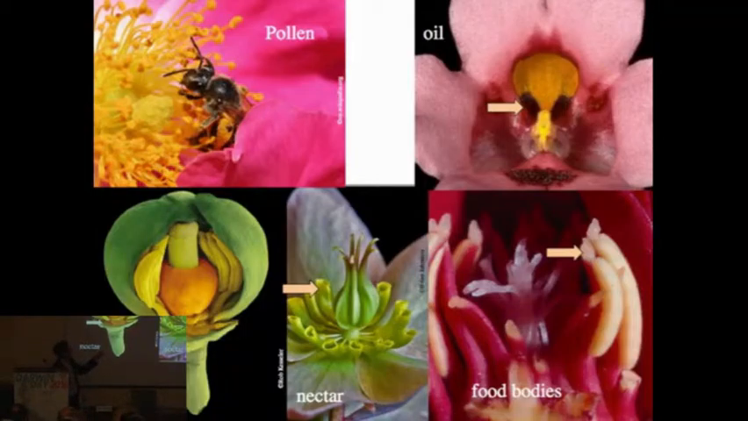This is a flower of Diascia, which is a South African species with pink flowers. And at the back of the flowers, there are two spurs. And in these spurs, there is a production of oils that specific bees will collect. And then we have Calycanthus here, which is a big flower that produces food bodies on the top of the stamens that can be eaten by beetles.